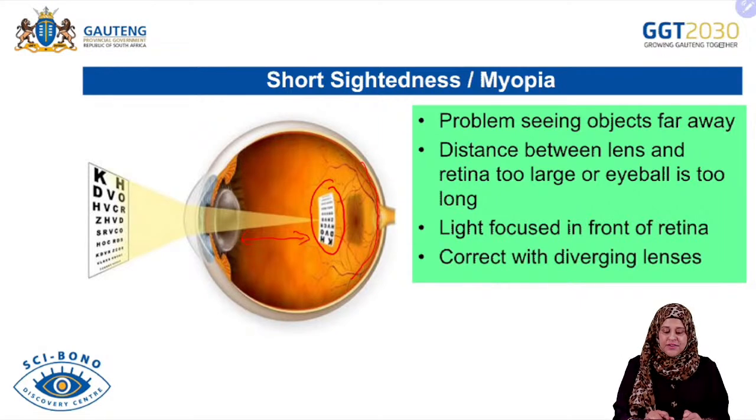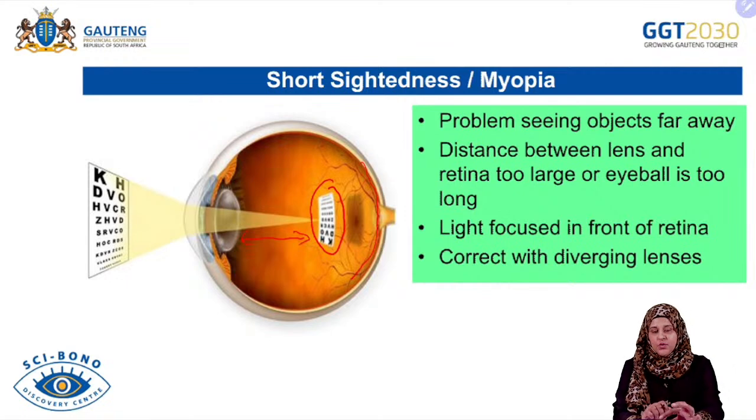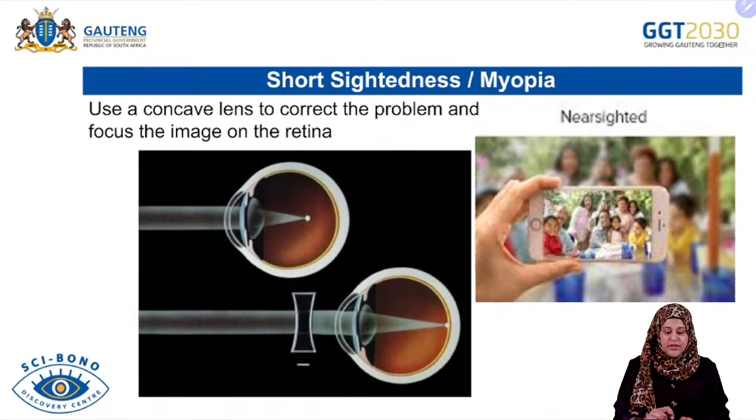Right? How do you correct this? With a diverging lens that will then try and give more length to the light, and then the object focuses onto the retina. So let's look at what I'm talking about. So we are using a concave lens to correct the problem and focus the image onto the retina. So there it is here, right? This is the problem. In the first diagram, you are looking at what the problem is, that the eyeball is too long. It's focusing the image before the retina, not on the retina.